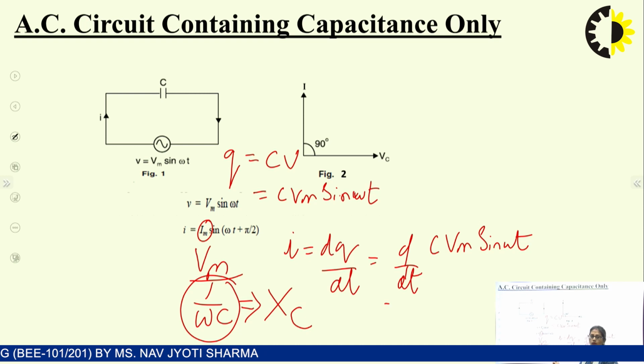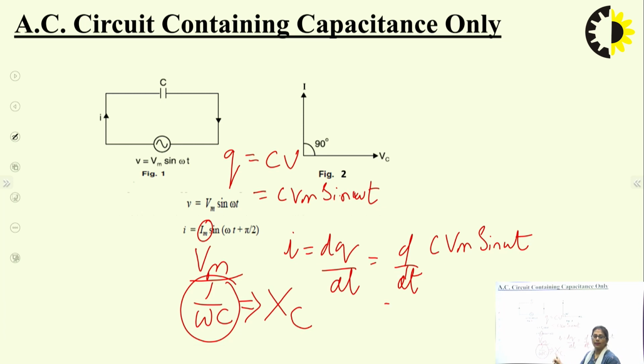The reactance offered, or the resistance offered by the capacitor to the flow of the current, is being called capacitive reactance, and its unit is once again ohms. Likewise resistance, likewise inductive reactance, the same unit is with capacitive reactance, having the unit of ohms. Once again, Vm, maximum voltage by this reactance, will give me maximum current, sine omega t plus pi by 2.